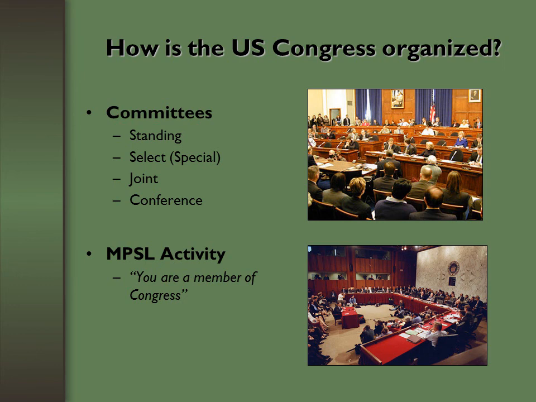So how is the U.S. Congress organized? They arrange themselves by committees, and there are 4 types of committees that I want you to know, and I'll define them for you in this video. There's the Standing Committee, the Select/Special Committee, the Joint Committee, and the Conference Committee.